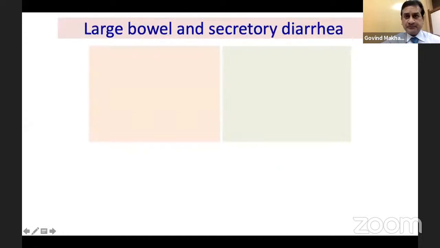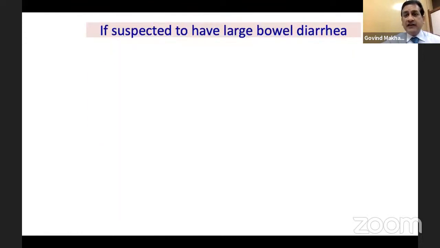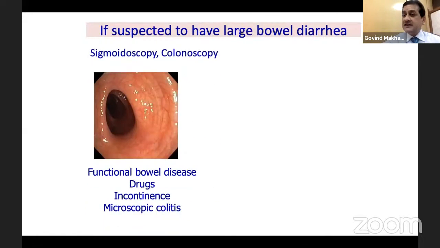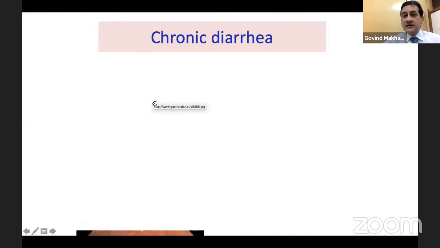In large bowel type of diarrhea, if we suspect functional disease, functional diarrhea, always think of drugs or microscopic colitis as a differential diagnosis and take biopsies to confirm there's no microscopic colitis. Same if you think of IBD or radiation colitis, we like to map the disease, how much disease is involved, so do a full-length colonoscopy and take biopsies.